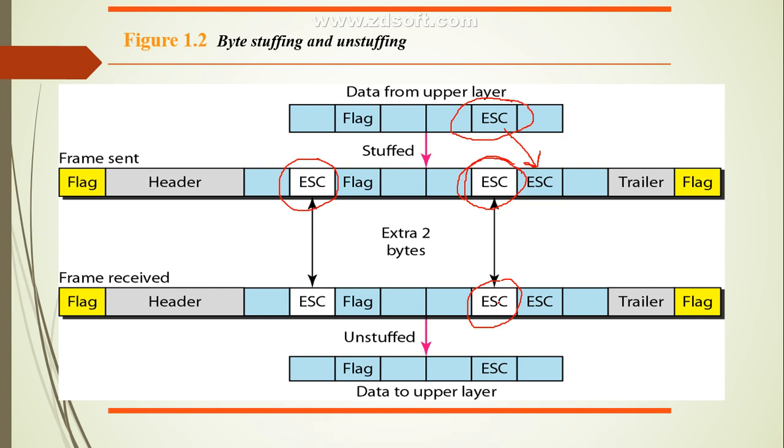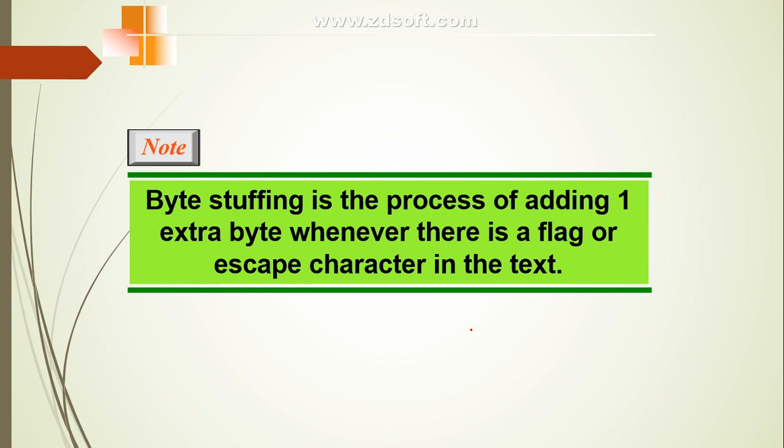So I hope you understood byte stuffing. In the character oriented approach, if an escape character is part of the text, then an extra one is added to show that the second one is a part of the text. So byte stuffing is a process of adding one extra byte whenever there is a flag or escape character in the text.